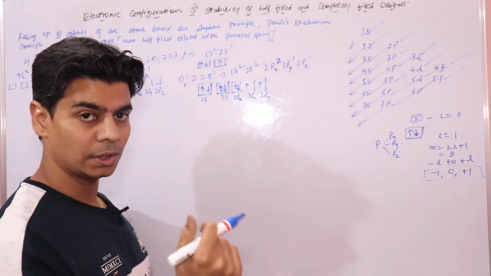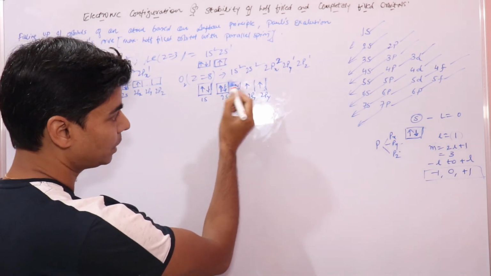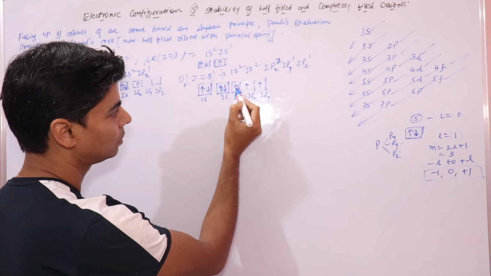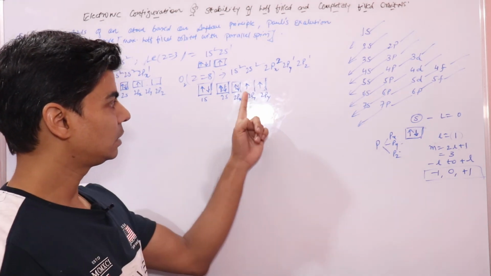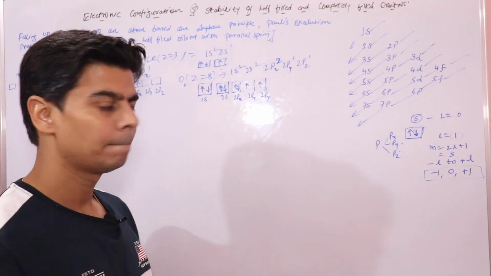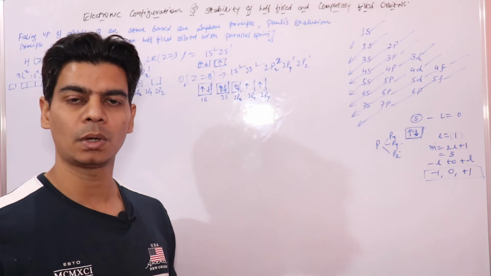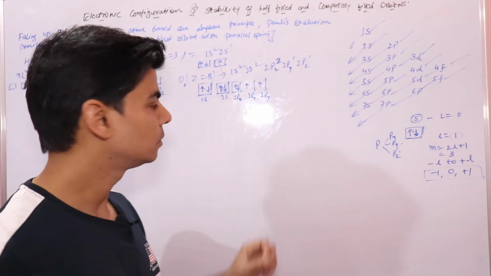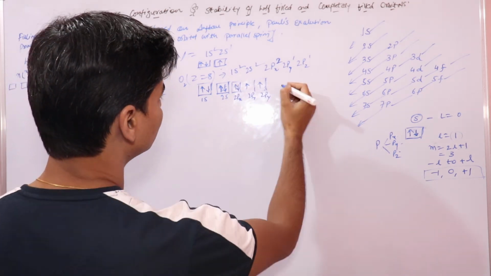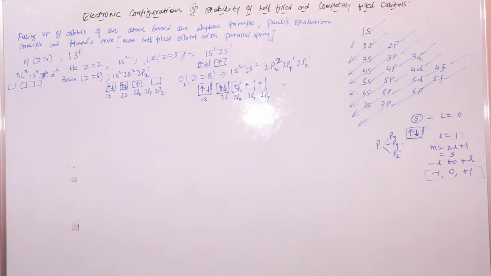I gave one electron to 2px, as per Hund's rule, and as per Pauli's exclusion principle, I have added the electron with opposite spin, because no two electrons can have all four quantum numbers the same. The spin quantum number would always be different. One is anti-clockwise, the other is clockwise. So this is your oxygen electronic configuration.